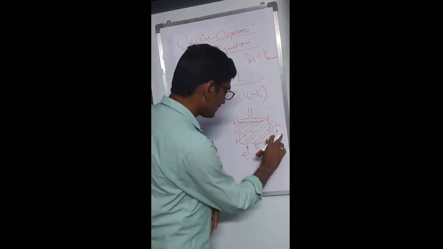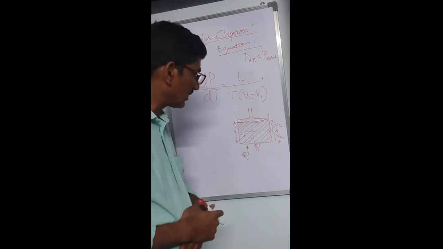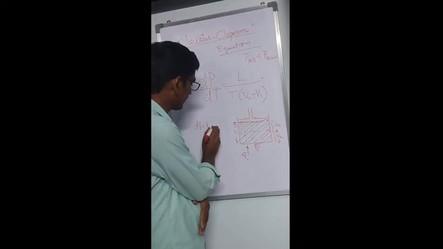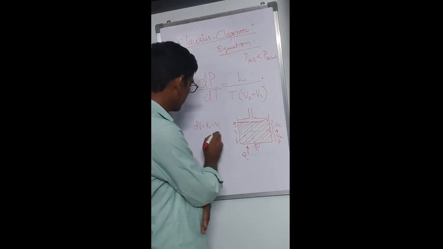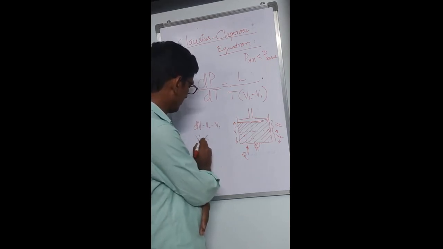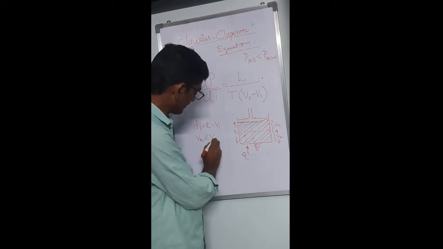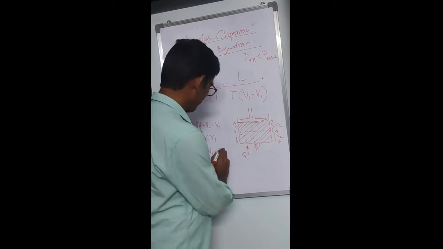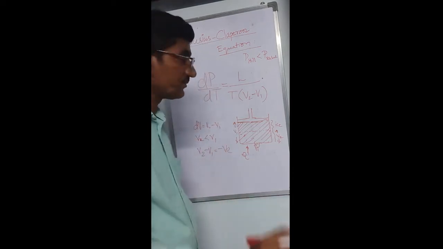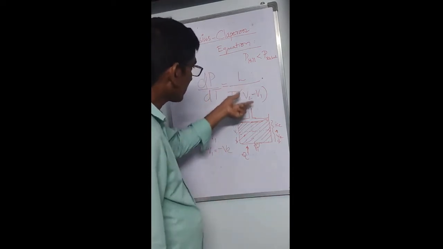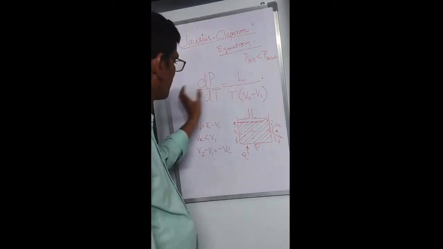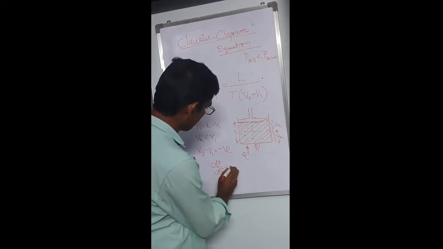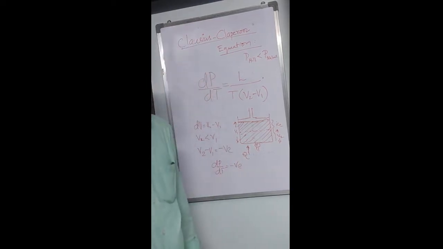Here, now your final volume is this much only. Now what happens to your dV, or the volume difference V2 minus V1? Since V2 is now less than V1, this is negative. So the entire RHS becomes negative, so the LHS is also negative. So dP by dT is negative. What is the meaning of this?